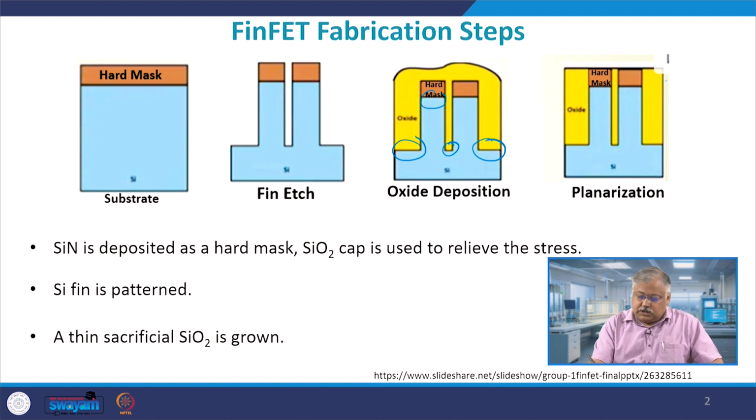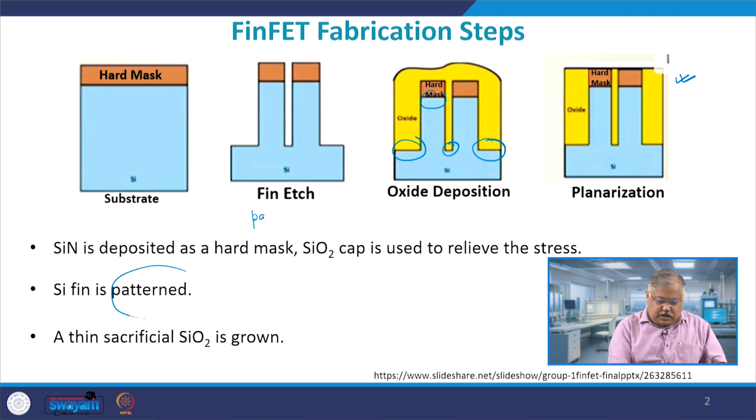After that, this is done, which is basically the planarization process, which means you plane it up using a mechanized planer, and you try to make it as plain as possible, right. This is known as patterning, silicon fin patterning. Yes, this is written here. Silicon nitride is used as a hard mask, and silicon dioxide cap is used to relieve the stress.